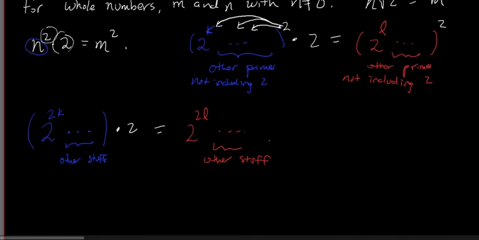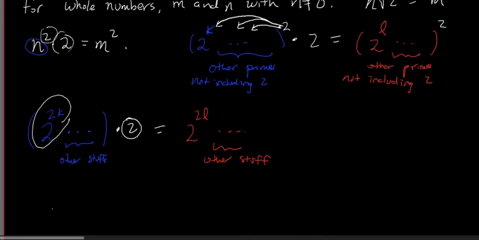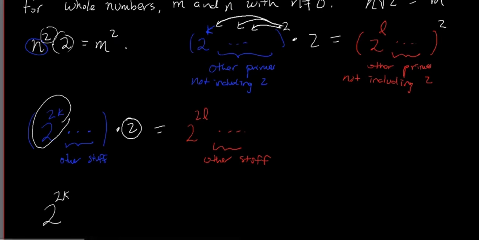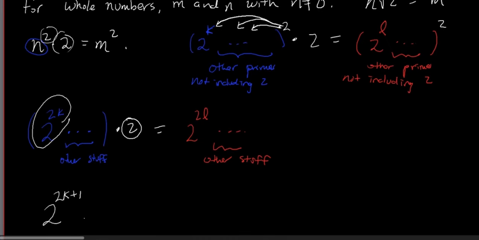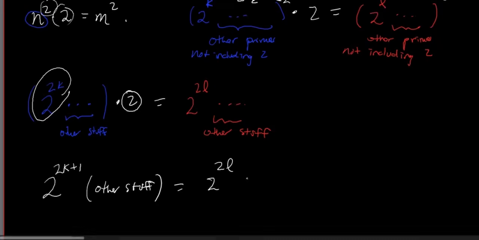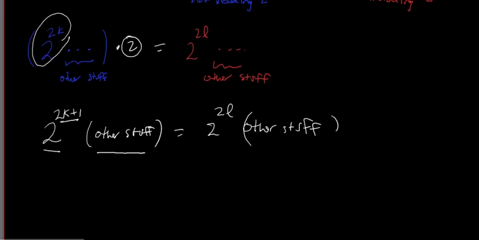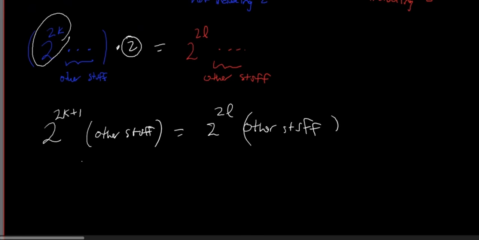Now I'm going to combine this factor 2 out here with these 2's inside of here. And when I do that, I add the exponents. So we'll get 2 to the 2k plus 1, and then we've got our other stuff still, times other stuff is equal to 2 to the 2L times other stuff. Notice that on the left and the right, we still have prime factorizations. On the left here, we've got 2 raised to some power times a bunch of primes raised to some powers. And similarly on the right. So these are both prime factorizations.